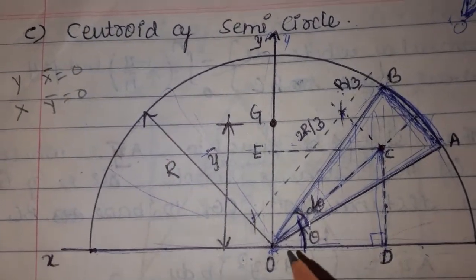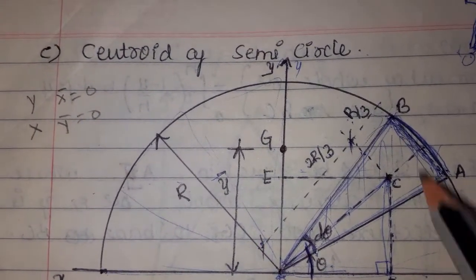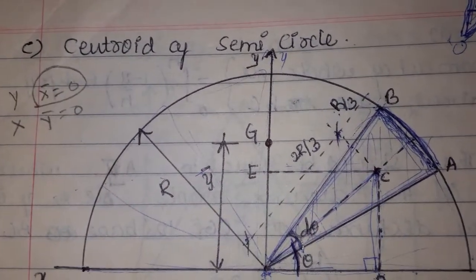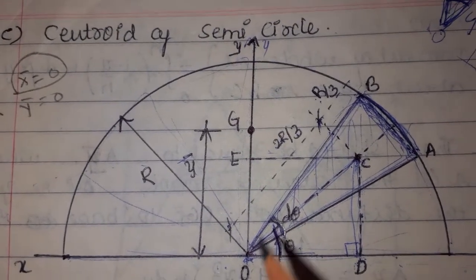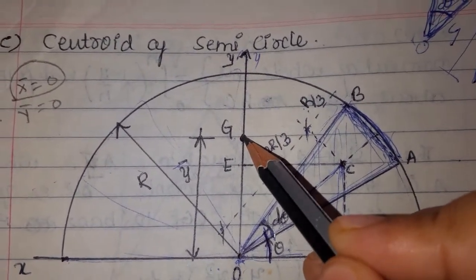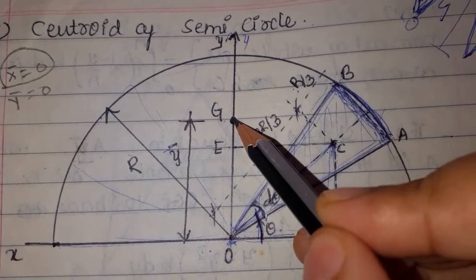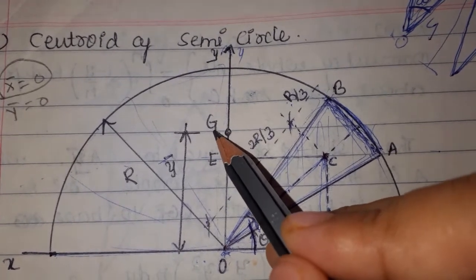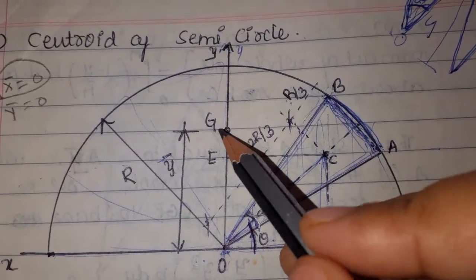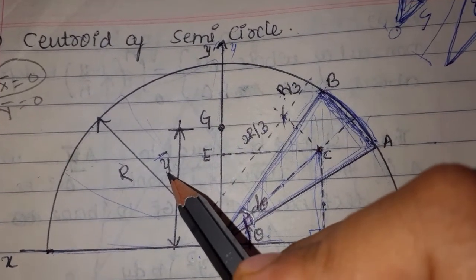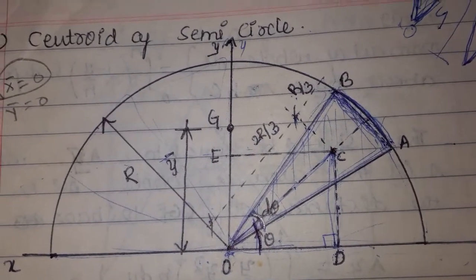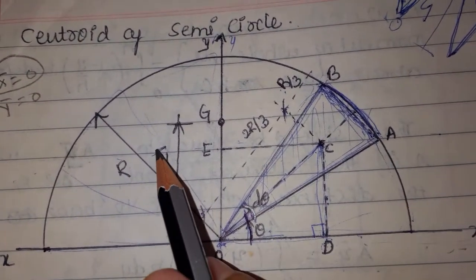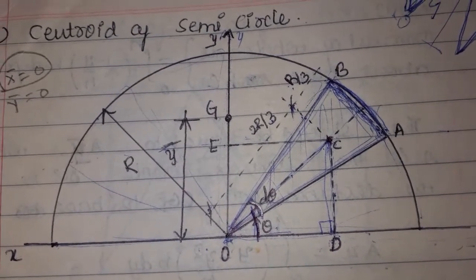Since this semicircle is symmetrical about the y axis, therefore x bar is equal to 0 here. You have to know that. Then the centroid or center of gravity G will lie on the symmetrical axis only. Let G be the centroid of this semicircle, which is located at a distance of y bar from the x axis or from the base of the semicircle. You need to find the y bar here.